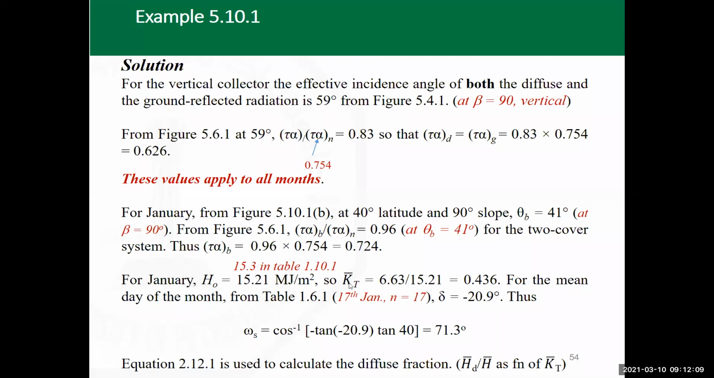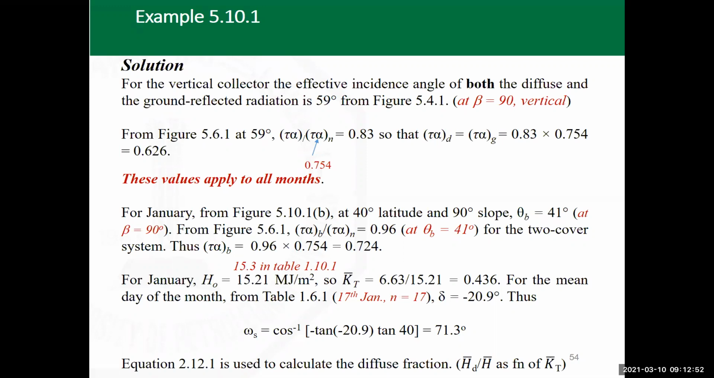But to get the value of KT, we need the value of H naught. For H naught, if you remember, we have table 1.10.1 or equation 1.10.1 or figure 1.10.1. You can use any one of them to get H naught, the extraterrestrial radiation in January. The value obtained in the solution of the book is 15.21. When I was checking table 1.10.1, the value is 15.3. It will not make a big difference in the calculations, but I just wanted to point it out. Knowing H naught and H, KT is the ratio of H over H naught, so the value is 0.436.